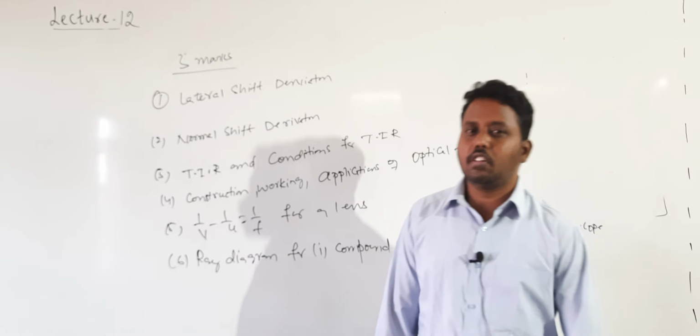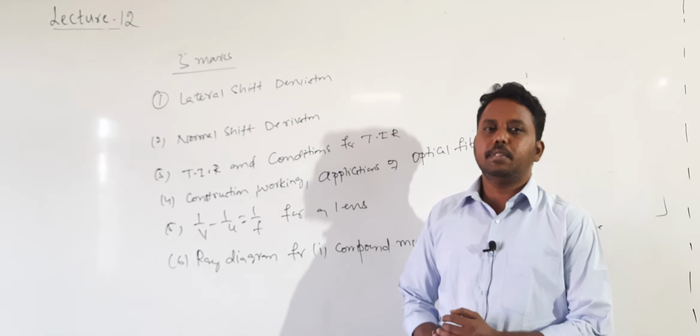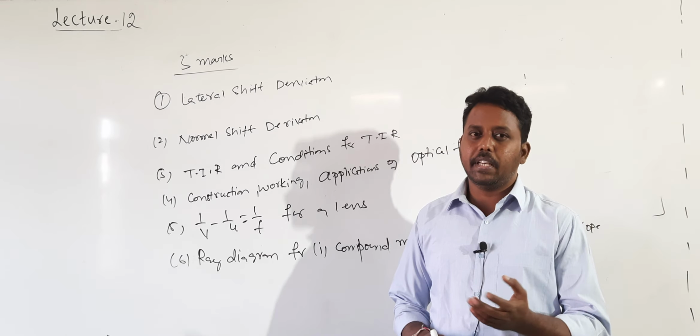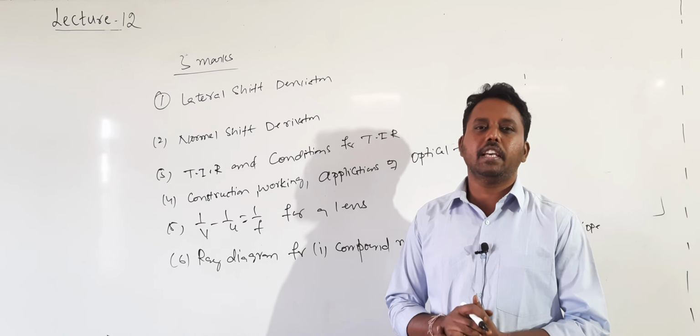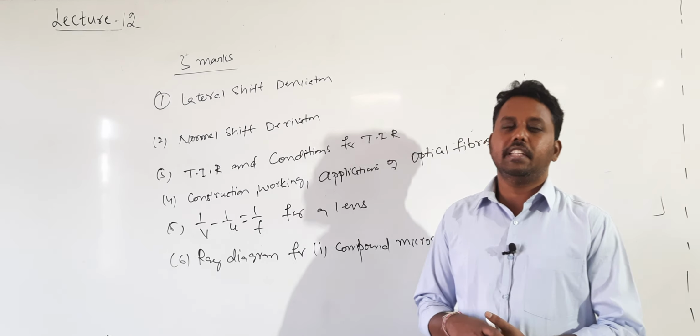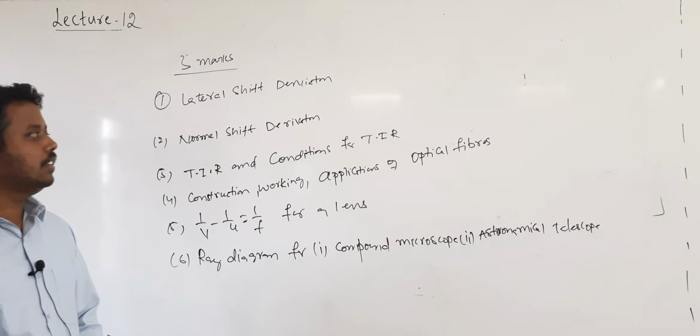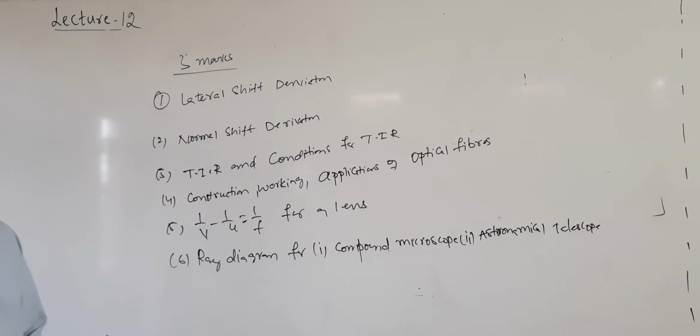Starting from refraction through a spherical surface, in that I gave the derivation, the lens maker's formula, then the lens formula. After that we started with the prism and gave the derivation. So these are the 3 marks questions which are given frequently in this chapter. Okay? And that's it for ray optics.